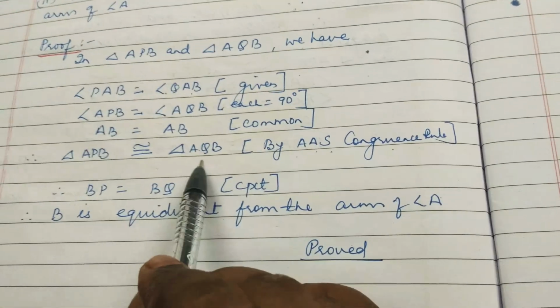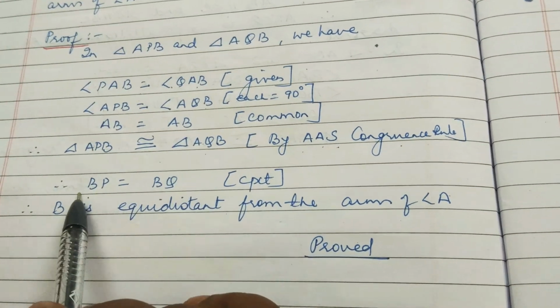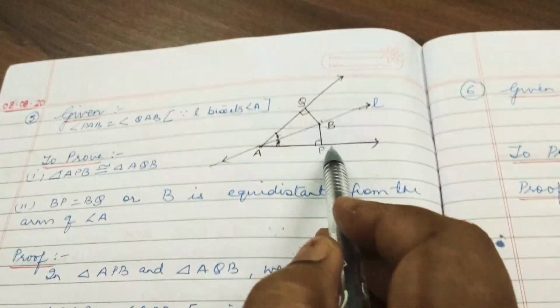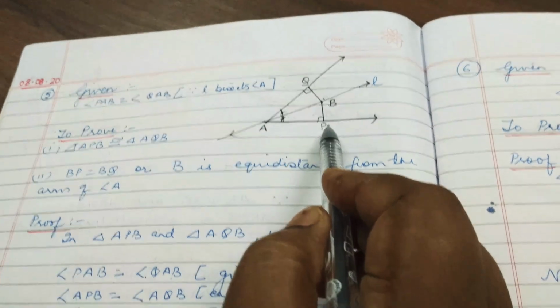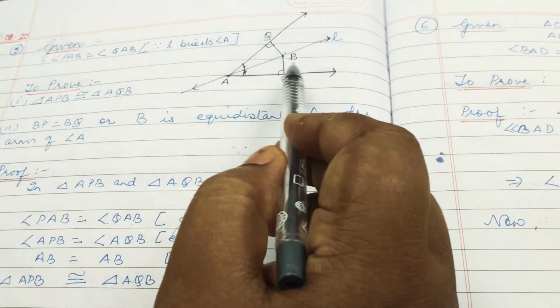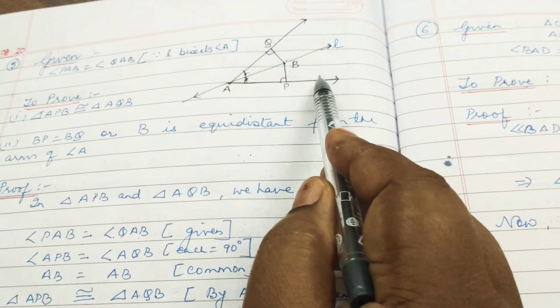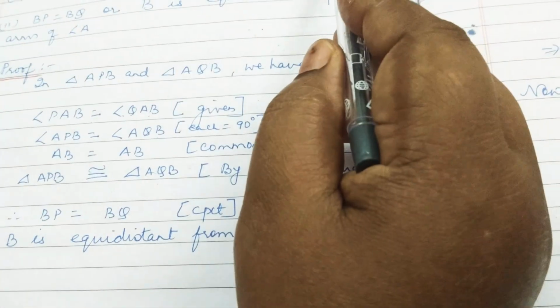Now, since the two triangles are congruent, therefore, BP equals BQ by CPCT. That is, B is equidistant from the arms of angle A. Hence, proved.